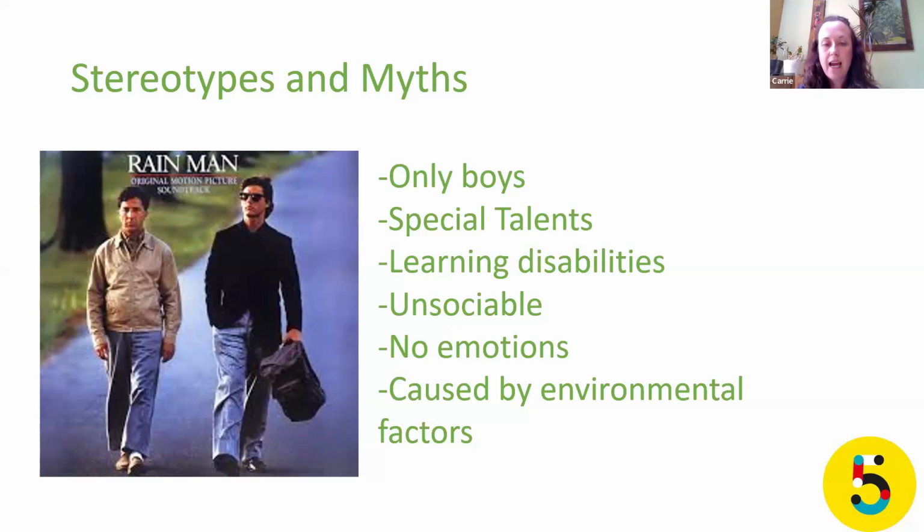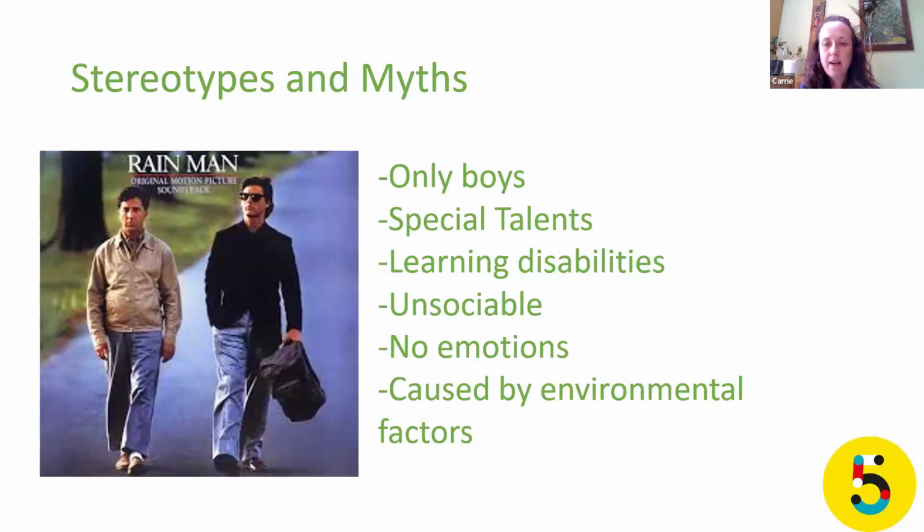The last one is that autism is caused by environmental factors. We now know that autism is a hereditary condition, and so it's passed down through families. And lots of families I work with, when they have a child that's diagnosed, can often reflect and see some of those autistic traits in themselves as parents, or in a grandparent or someone else within their family.